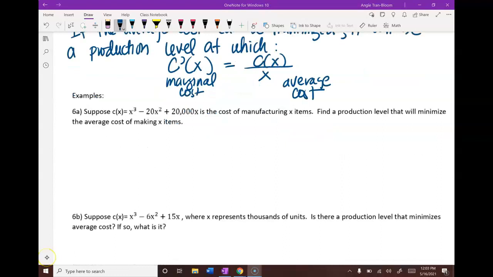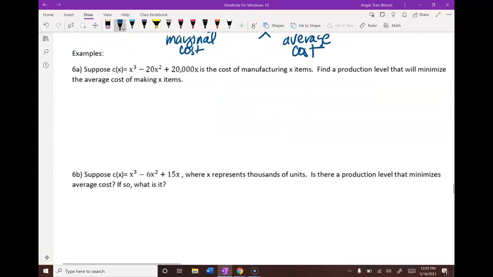All right, example 6a. Suppose c of x equals x to the third minus 20x squared plus 20,000x is the cost of manufacturing x items. Find a production level, which is x, that will minimize the average cost of making x items. So the formula for minimizing average cost, students, is the average cost has to equal the derivative of the cost function. So from here, let's find the derivative of the function.